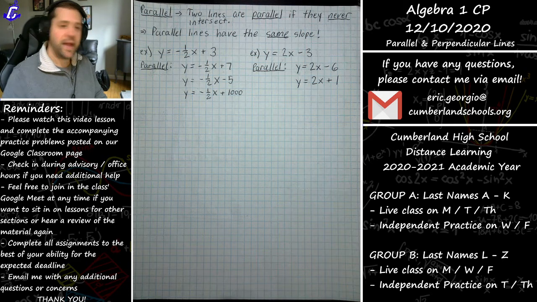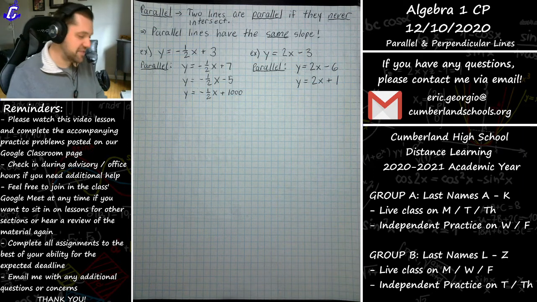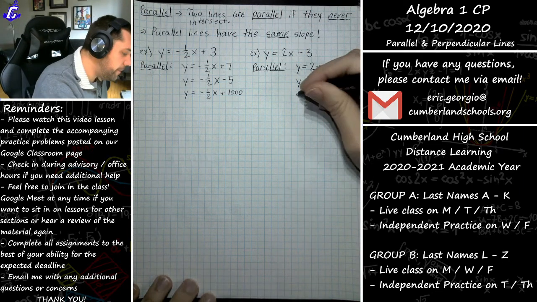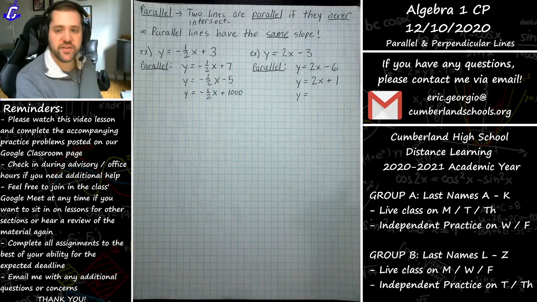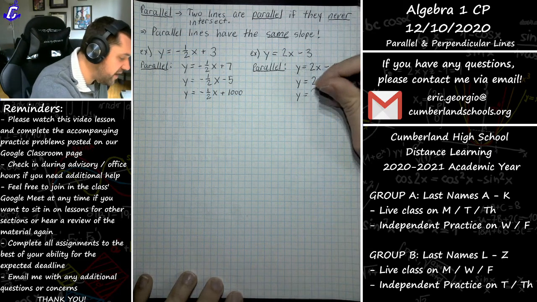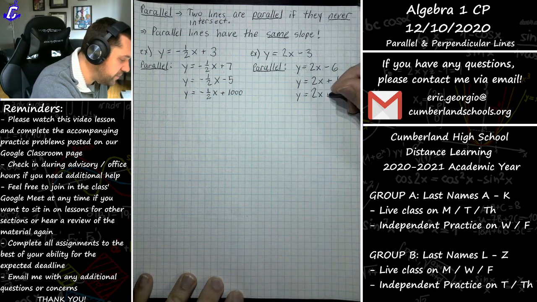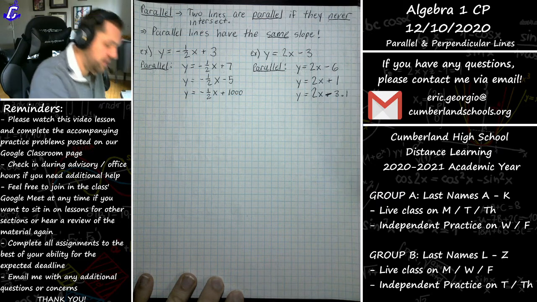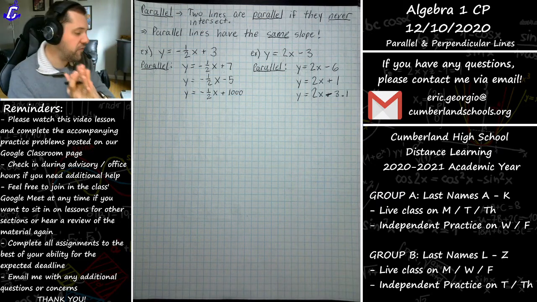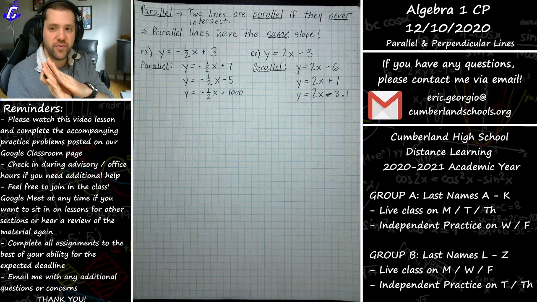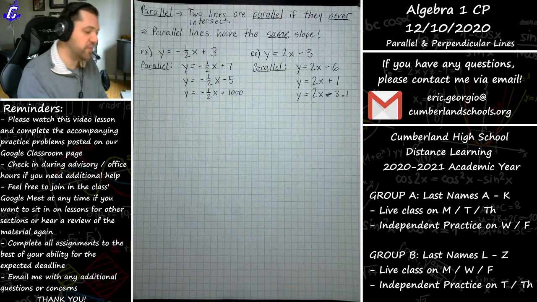All right? And do keep in mind that parallel lines do have to have the same exact slope, so that can't change. But the y-intercept doesn't have to be dramatically different. We could say that y equals 2x, let's say even minus 3.1, right? Only very slightly off from my y equals 2x minus 3. They would be a slight distance apart, but still parallel because those slopes are the same.